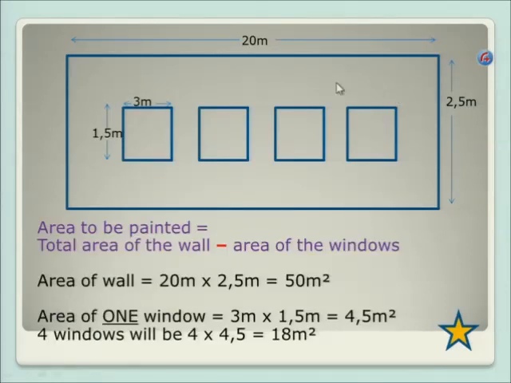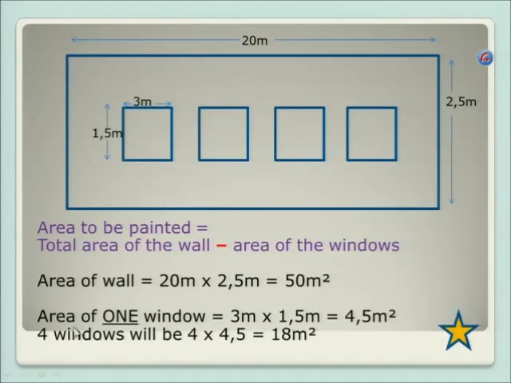Think again about the paving that we did just now with the flower bed. Not everything was paved because we had to subtract the flower bed. Now, in this situation, we're not going to paint the windows, so we have to subtract the area of the windows. We work out the area of the whole wall, and then we subtract the area of the windows. And if you look at this question, how I've worked it out, you're going to say 20 meters times 2.5, because that's the length times the breadth, which is 50 meters. So this whole area, including the windows, is 50 meters squared.